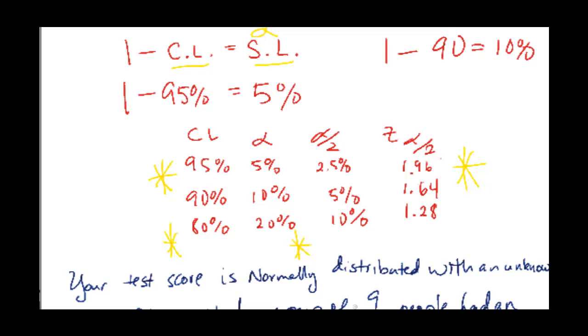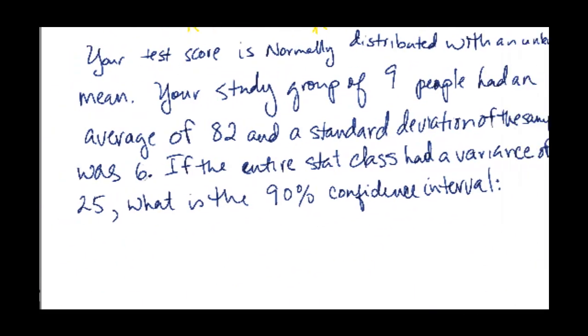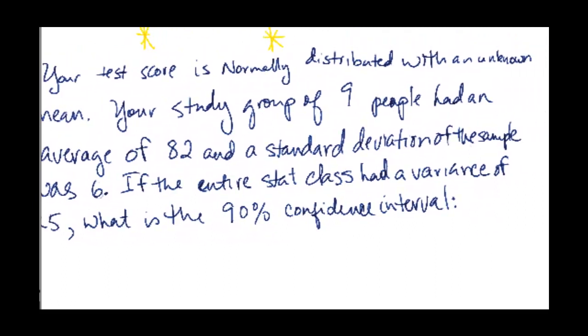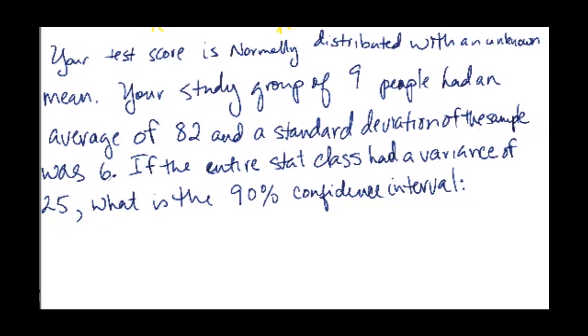And the problem we're going to look at here is: our test score is normally distributed with an unknown mean for your stat class, and your study group of 9 people had an average of an 82 with a standard deviation of the sample of 6. You find out the variance of the population for your stat class is 25. What is the 90% confidence interval?